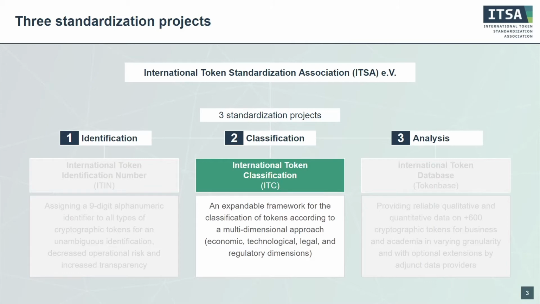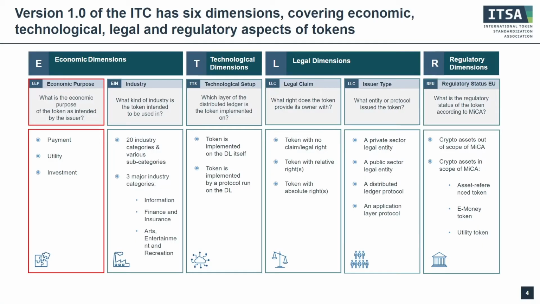For that, I'm going to take you to the next slide, which shows our current 6 dimensions, ranging from economic purpose to issuer industry, technological setup, legal claim, issuer type, and regulatory status EU. As I already said, there are 4 additional dimensions which will be added soon. Today's episode covers solely the economic purpose. In that regard, we're going to talk about payment tokens, utility tokens, and investment tokens. For the other dimensions, I will do additional videos, so that you're also informed about what we're actually looking at in these dimensions.